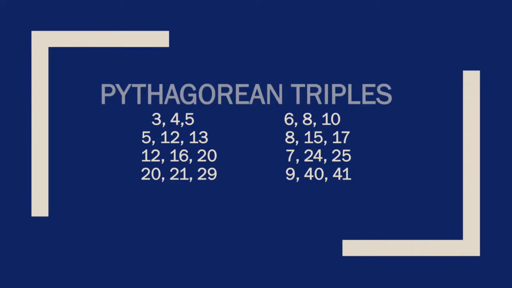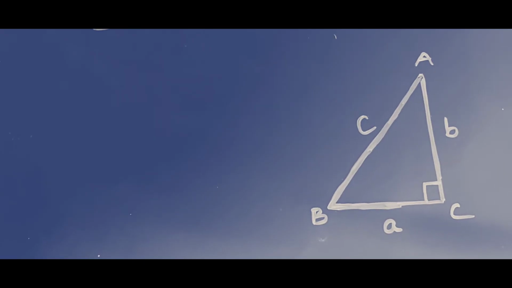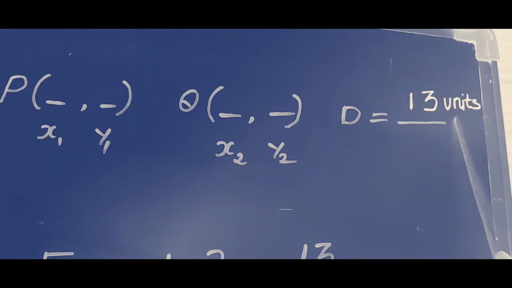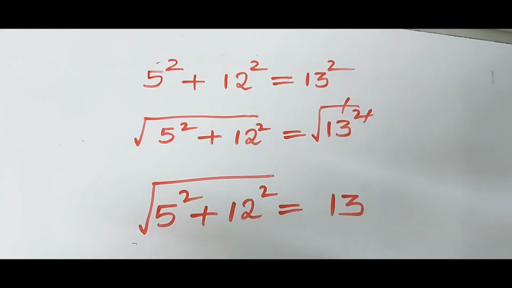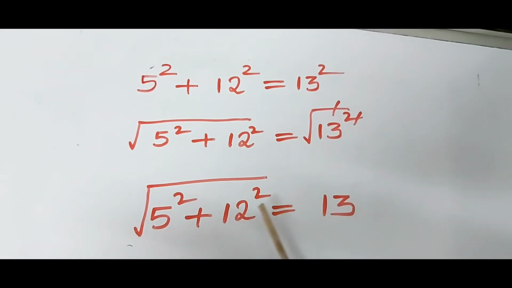These are the few Pythagorean triples we come across frequently. Formula to find the distance between 2 points. I have taken the Pythagorean triples as 5, 12 and 13. The biggest among them, 13, will be the distance between 2 points. In here we can notice that under root 5 square plus 12 square is equal to 13.